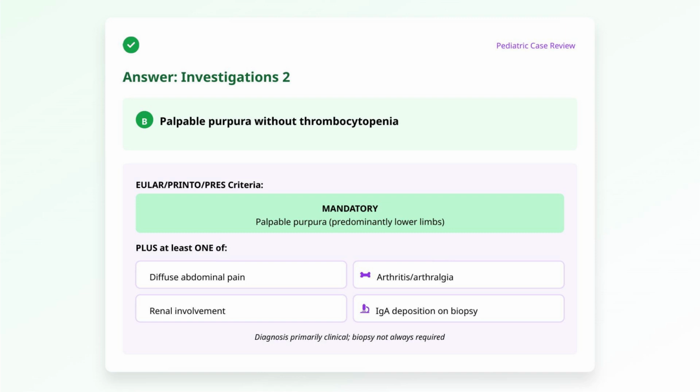According to Euler/Printo/Prez criteria, palpable purpura without thrombocytopenia is the mandatory criterion for Henoch Schönlein Purpura diagnosis. This should be accompanied by at least one of the following: diffuse abdominal pain, arthritis or arthralgia, renal involvement, or immunoglobulin A deposition on biopsy. The diagnosis is primarily clinical.